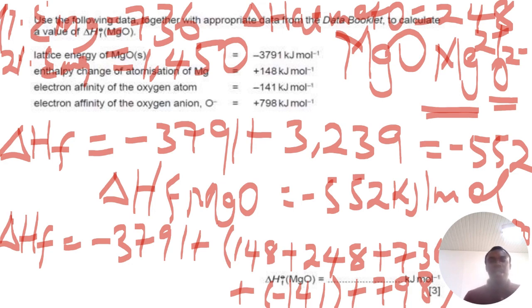So as you can see, it's as simple as ABC. You just make enthalpy change of formation the subject of the formula. You'll be given other values and also the values from the data booklet. So it's as simple as ABC.